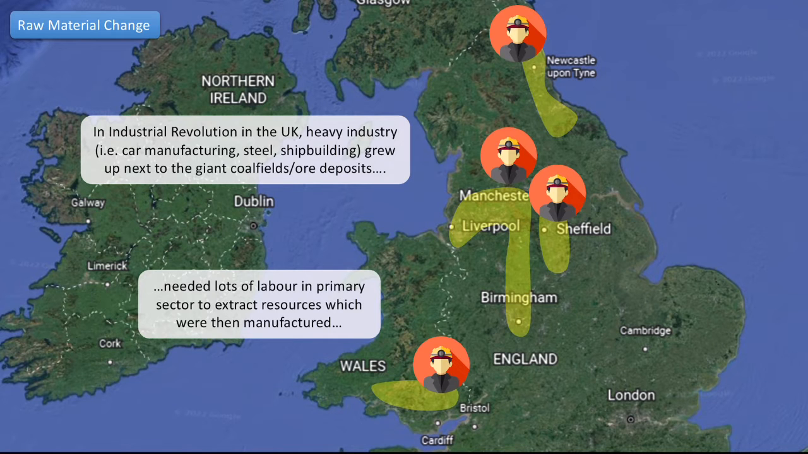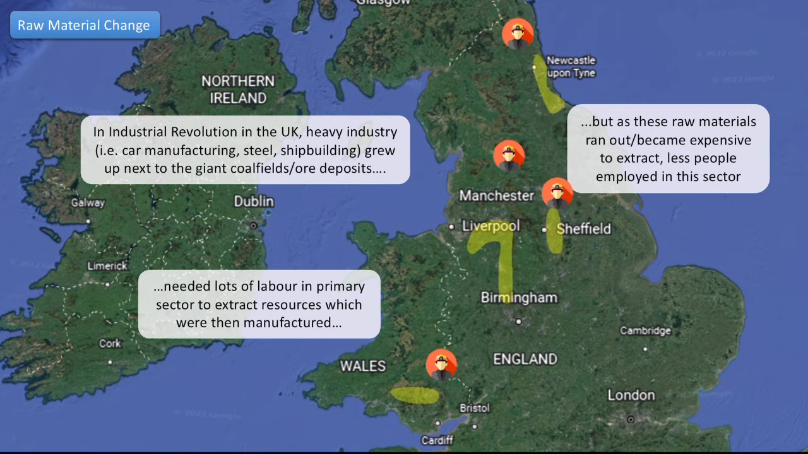What happens over time, though, is those raw materials get depleted, and when they run out or become very expensive to extract, then less people are needed in those sectors. So we see a decline in the amount of people that are working in mining, and then as a knock-on effect, we see less people working in manufacturing because there are less available raw materials at a cheap price. So this is an example where raw materials can change, and therefore that changes the amount of people working in a sector like the primary sector.